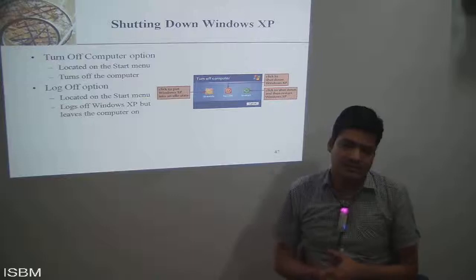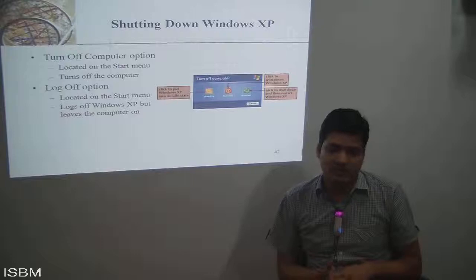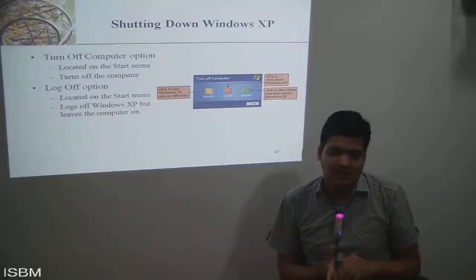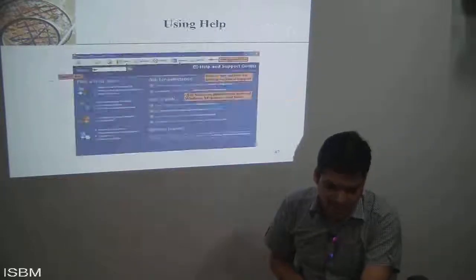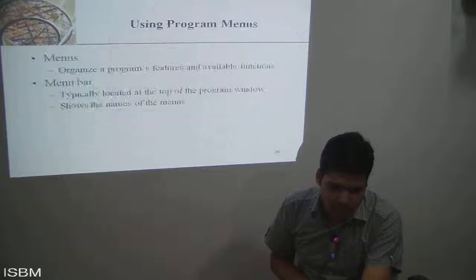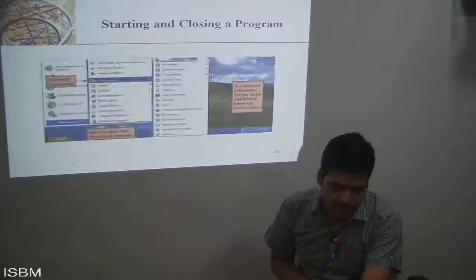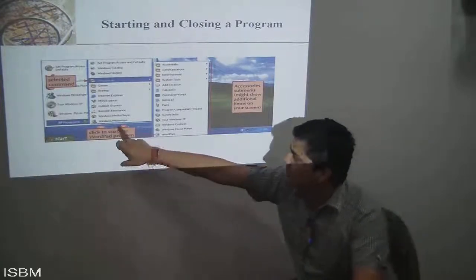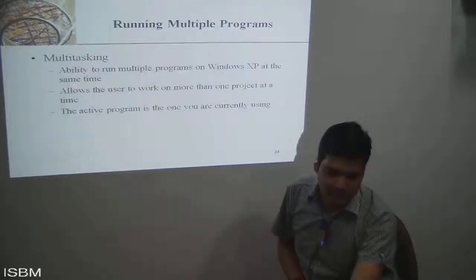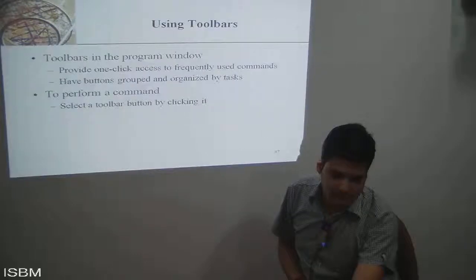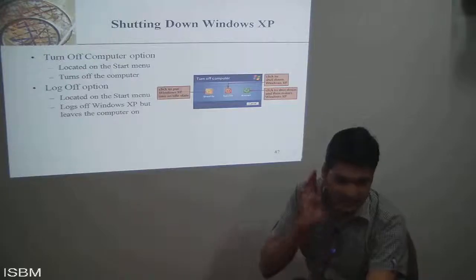Then last is shutting down. How to shut down your Windows XP? There are three options in Windows: standby, turn off, and restart. The Turn Off Computer option is located in the Start menu. I want to show you first. See, this is Turn Off Computer. This is startup. These are the programs here. I want to correlate each and everything so you can easily understand.